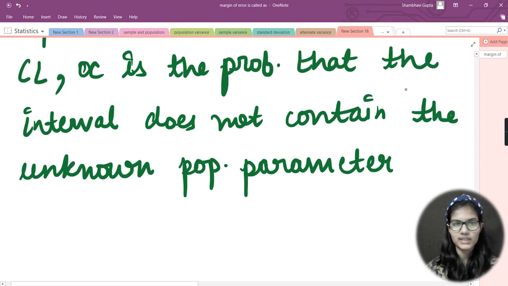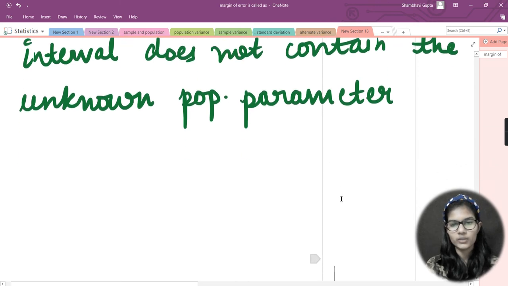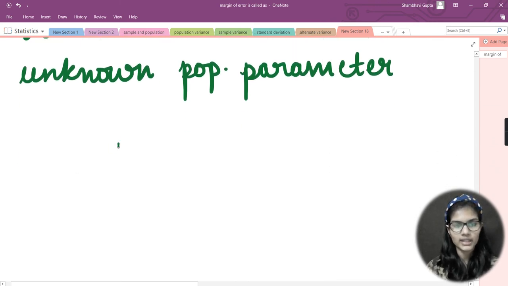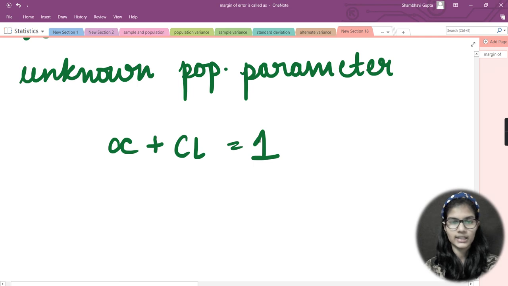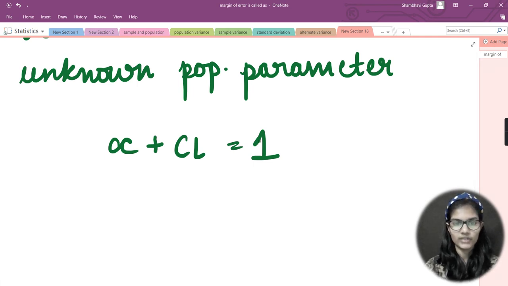So alpha is the probability that the interval does not contain the unknown population parameter, and there is one relation between alpha and the confidence level: alpha plus CL is equal to 1. This is the relation between alpha and the confidence level. I hope you got the idea about some more terms for the confidence interval.